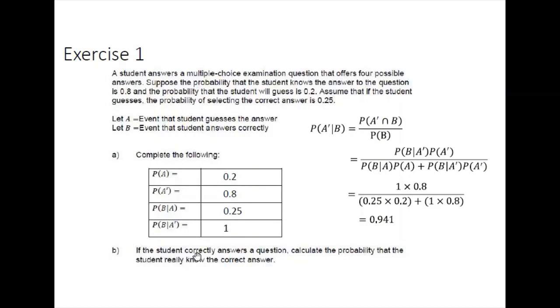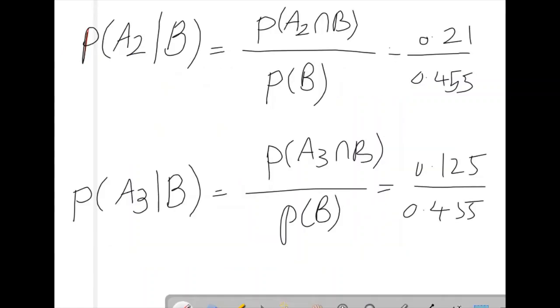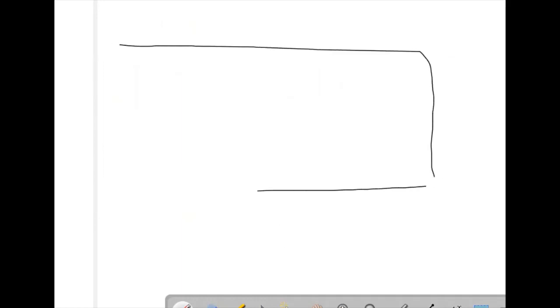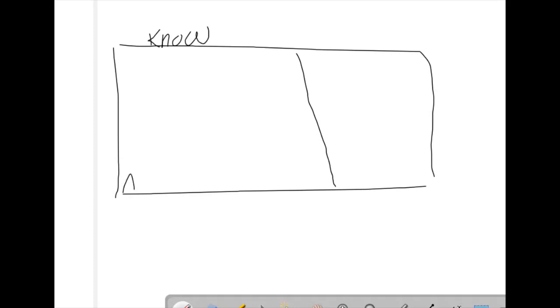Now the second one: if the student correctly answers a question, again you can see it's the conditional probability, calculate the probability that the student really knew the correct answer. At first, you should recognize in the question that you have partitions. So there are 2 cases. You know the answer, A1, or you guess the answer, A2.